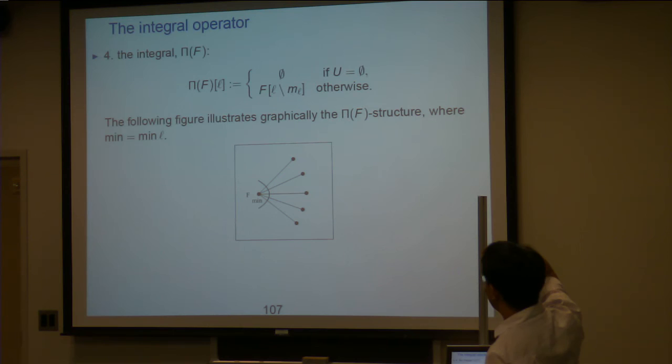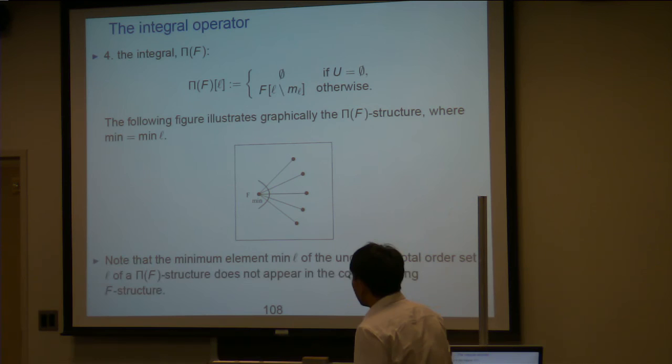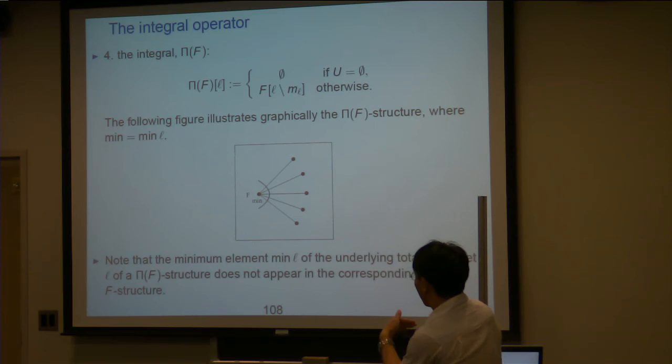So you can join this picture. This picture, the minimum element of the total set L is here. So the minimum element of L doesn't appear in the corresponding F structures.